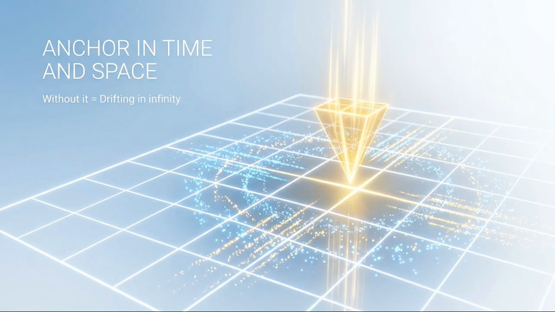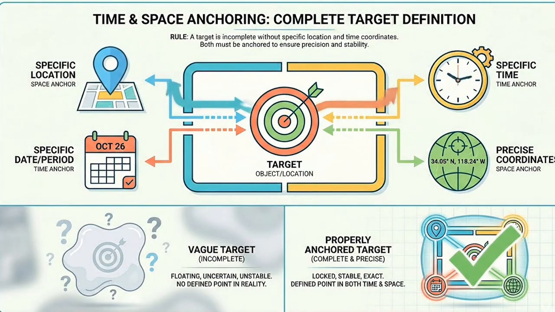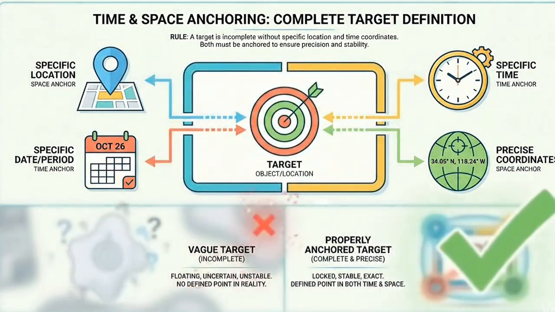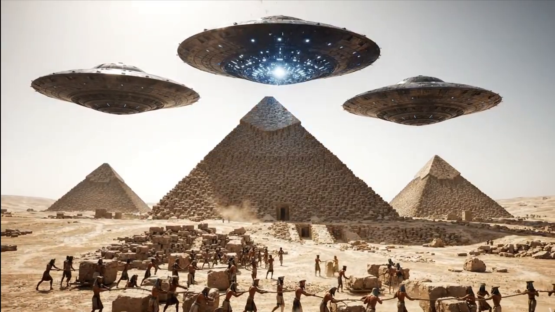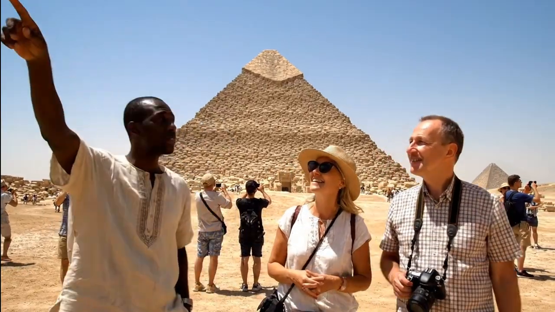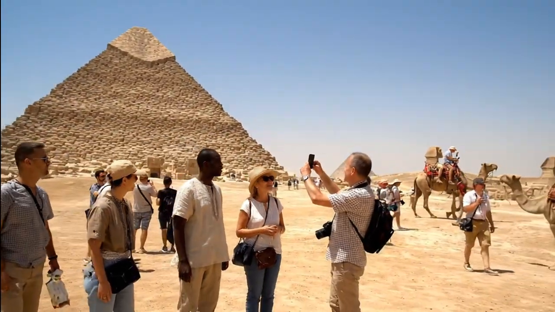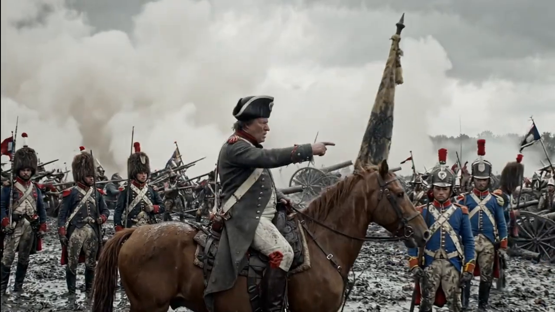The second issue is anchoring in time and space. Every training target must be embedded within verifiable time-space frames. If you don't do this, the viewer will drift in an infinity of variants. If you don't specify the time, the session automatically defaults to now. Want to investigate the pyramids of Giza from the time of their construction? You must explicitly state this in your intention. Otherwise, you'll get a description of the modern ruins. Always be precise. Don't ask to describe Napoleon. Ask to describe Napoleon while he is preparing the plans for the Battle of Waterloo.